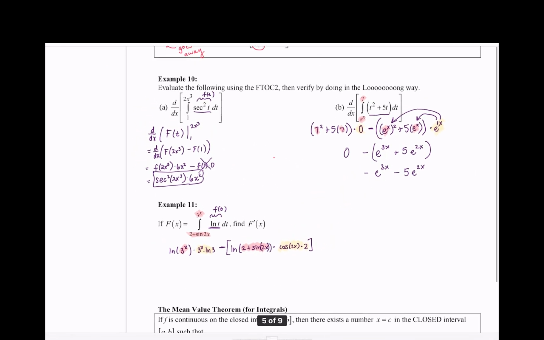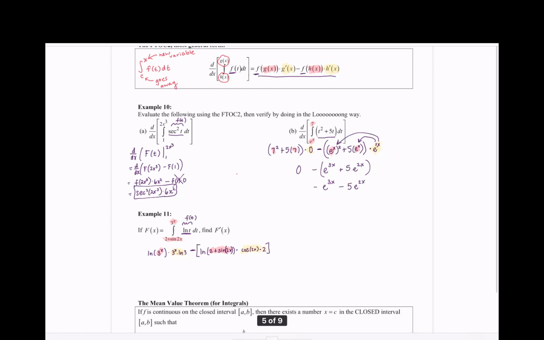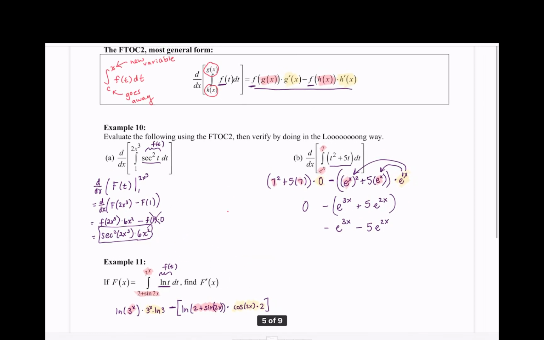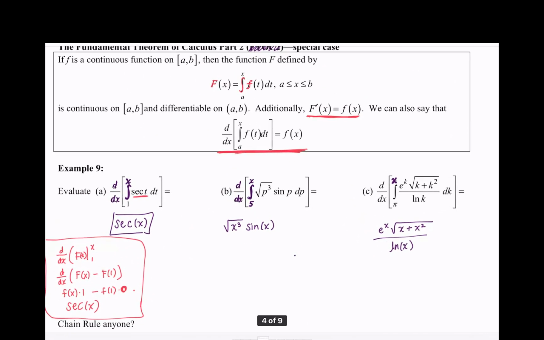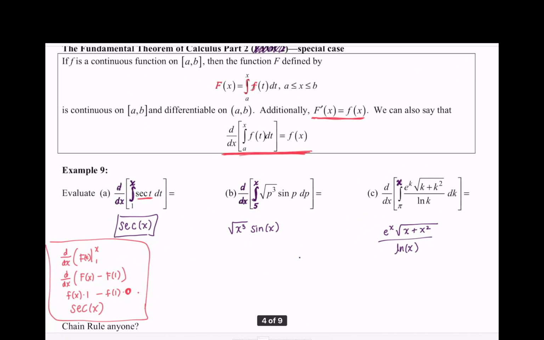So that is it for the Fundamental Theorem of Calculus Part 2. Obviously, it gets a little bit more complicated when we have functions as our upper and lower bounds, but it can also just be as simple as the fact that the integral and the derivative are inverses of each other.